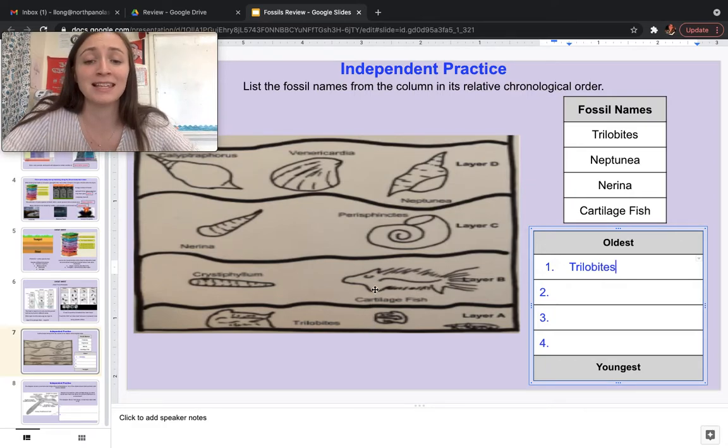What is slightly younger than that one? And then what is slightly younger than that one? And then what is the youngest? Pretty easy. A lot of these fossil names, by the way, are kind of wild, like Neptunia. What kind of name is that? Don't let it trip you out. You don't even need to be able to know how to pronounce it.